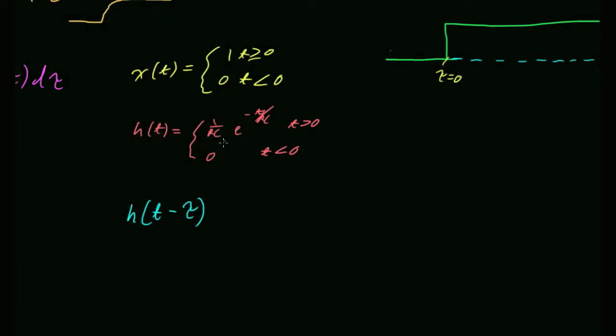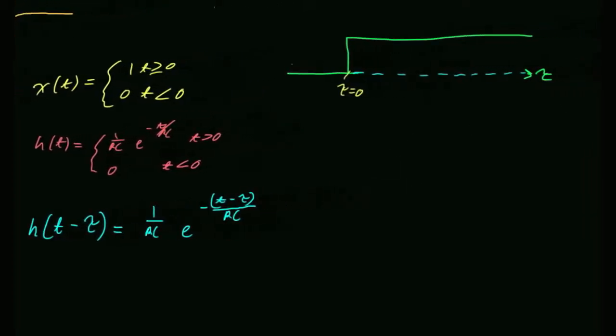Okay, so I think what that's telling me is that h of t minus tau equals 1 over RC e to the minus t minus tau over RC. See what I've done? All I did, there was a t, I've replaced that t with t minus tau. Okay, now I'm going to plot that for some value of t.